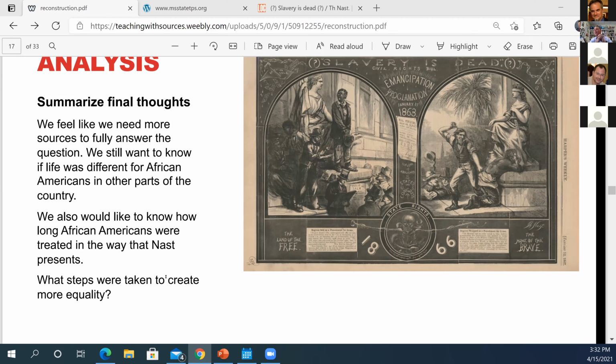And they still want to know how life was different for African Americans in other parts of the country. So was this unique, or is this the standard? It's kind of what they're getting at. And we also would like to know how long African Americans were treated this way that NAS presents. And the good news is a lot of this type of stuff ends, but other things take its place. And then what steps we're taking to create more equality.